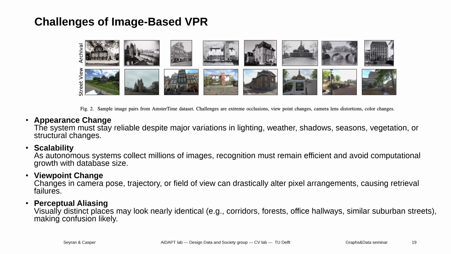occlusion, right? So maybe the image is taken in different situations. You have an object which totally destroys the pixel arrangement of the place. Different points of view, even removal of some objects, greenery, etc., because of this long time lag. So appearance change is one of the most difficult things in visual place recognition tasks: lighting, weather, shadows, seasons, vegetation, or structural changes.